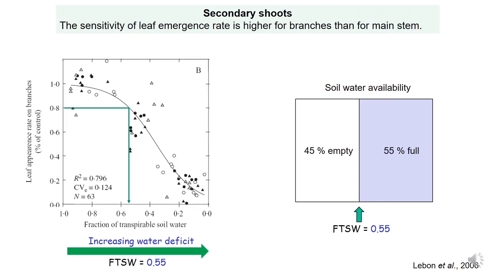If you remember, I told you that the width of the canopy is due to the growth of the secondary shoots. And this study from Le Bon et al. did show that the secondary shoots, laterals, are more sensitive to vine water status than the primary shoots. So the rate of leaf emergence for the secondary shoots starts to be affected when soil water availability is around 55%.